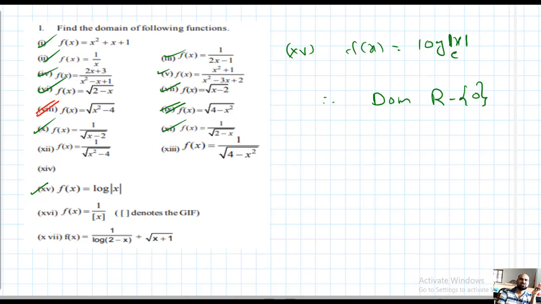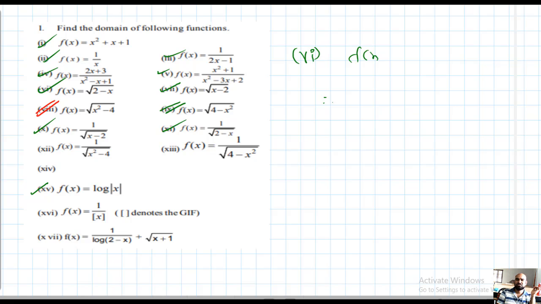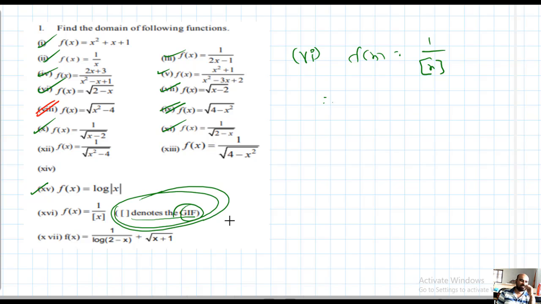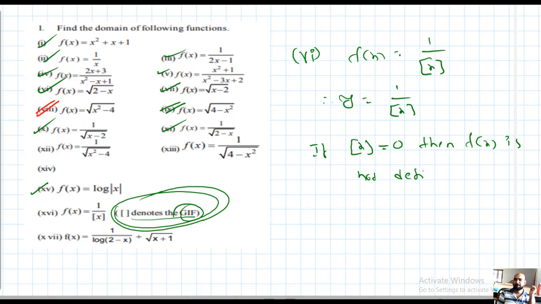Okay. Next, the 16th problem, and explain students, the 16th is interesting. F of x equal to 1 by step x, clearly given here. Step denotes GIF, the greatest integer function. For what values of x is step x equal to 0? That we should identify. Y equal to 1 by step x. If step x equals 0, then f of x is not defined.